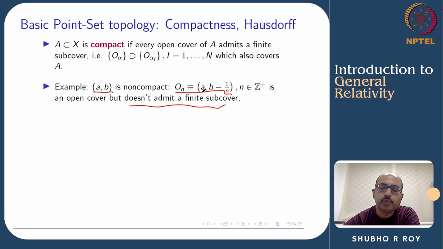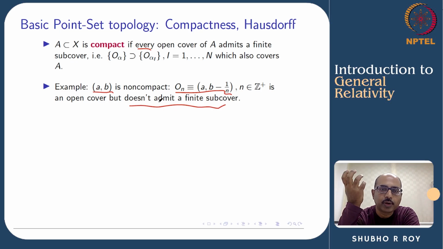Hence, if we find one exception, the job is done, because compactness said that every open cover should admit a finite subcover, and we are able to find an open cover which does not admit a finite subcover. So that immediately proves that A comma B is non-compact. Now, the idea of compactness might be very difficult to grasp when exposed to this concept for the first time. And usually people develop an understanding of it over time.